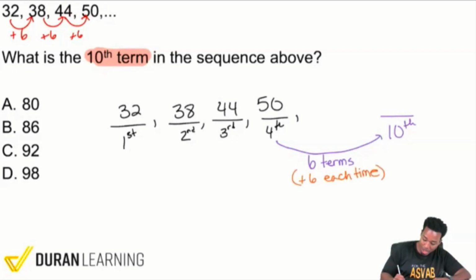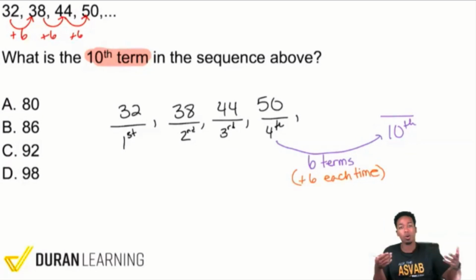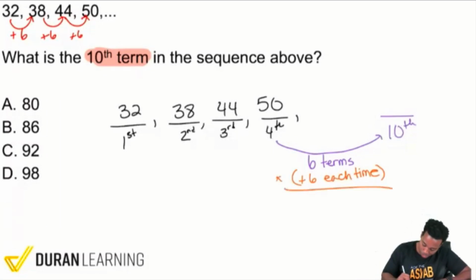Right. If I'm adding 6 each time, we are multiplying. Because think about it. The first time I'm adding 6, second time adding 6, adding 6, adding 6, adding 6, and you continue on. Remember that multiplication is literally just a shortcut for repeated addition. So if I multiply 6 by 6, we get 36.